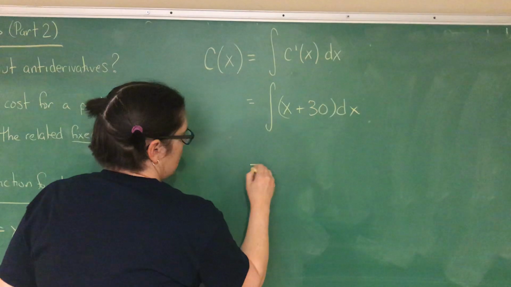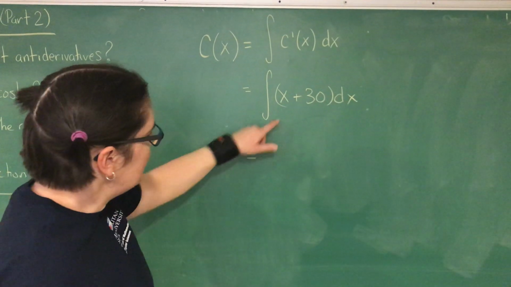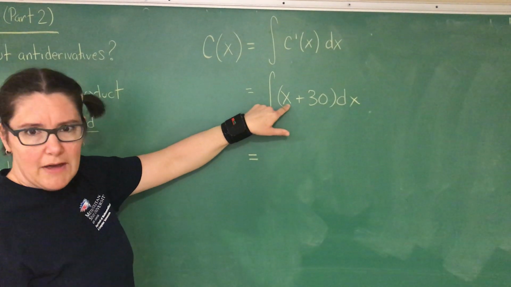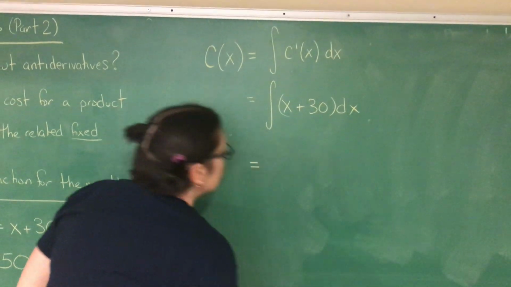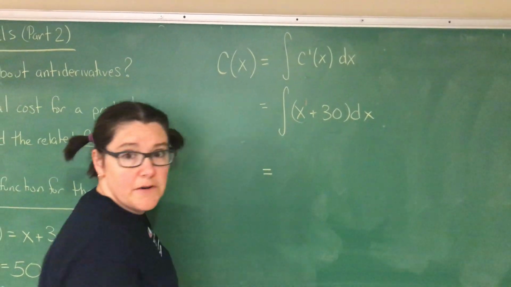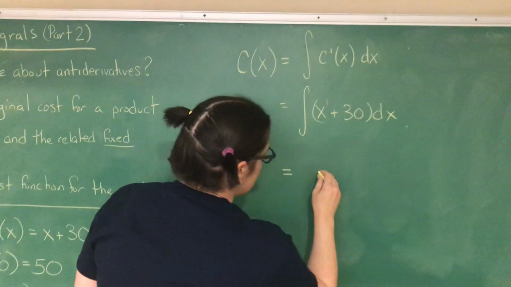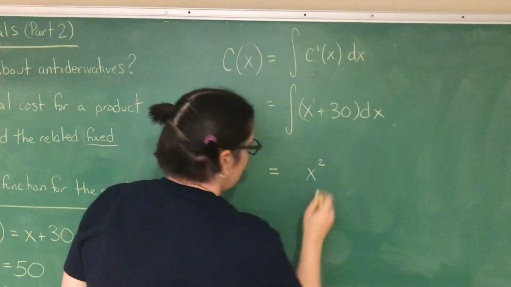All right, so our rule for finding an antiderivative says when you have x to a power, you add 1 to the power. Now, in this case, this is like x to the first. So when I add 1 to the power, I now have a power of 2.